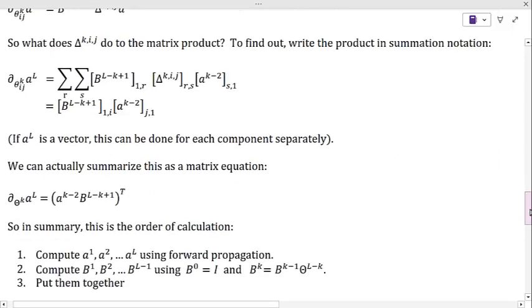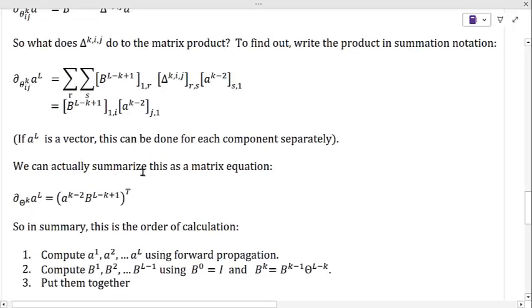So we can actually summarize this as a matrix equation. If you recognize this, it is actually an outer product, but you have to reverse the A and the B. So it's the outer product, and you're taking the transpose. If you want to write this in matrix notation, you can write it this way. And in fact, this gives me all of the derivatives in matrix theta K as a single matrix.